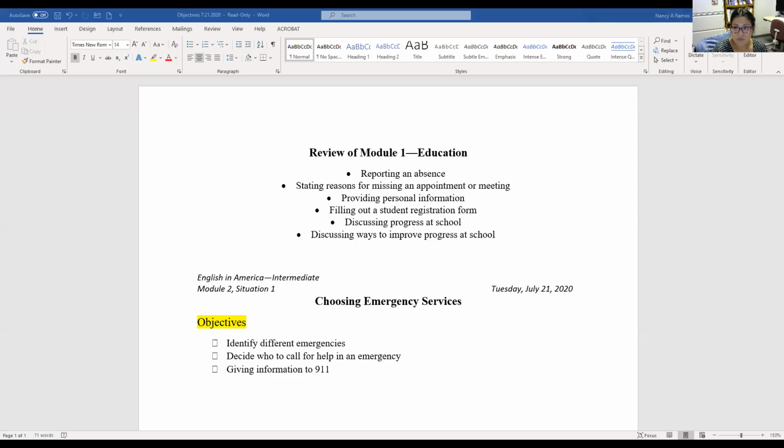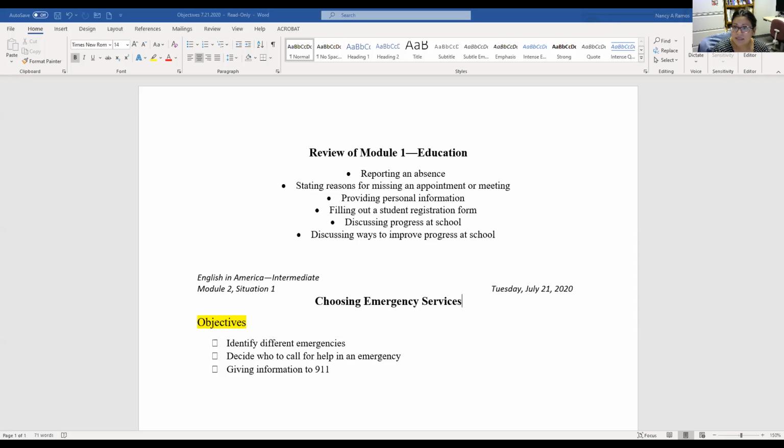There we go. So last week we did Module 1, which focused on education. We learned about how to report an absence, how to state reasons for missing an appointment, how to provide personal information, filling out a student registration form, discussing progress at school, and we also learned ways to improve progress at school. Today we're going to start Module 2, which is emergencies.